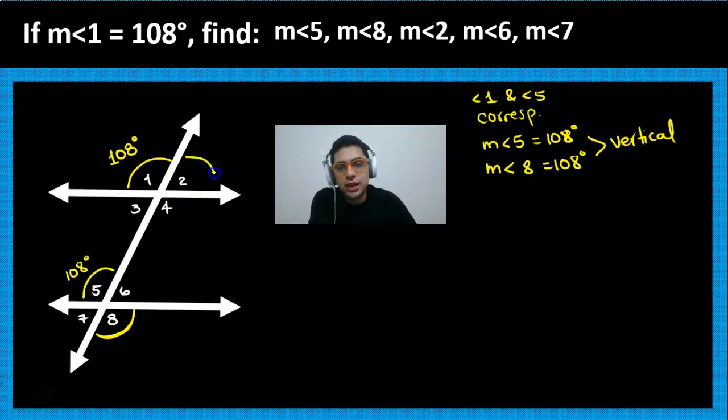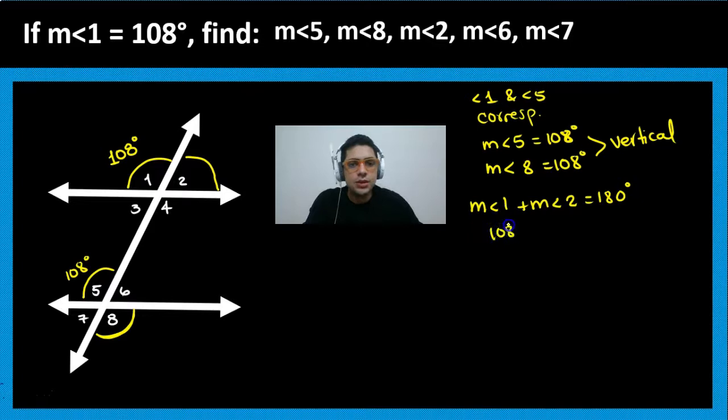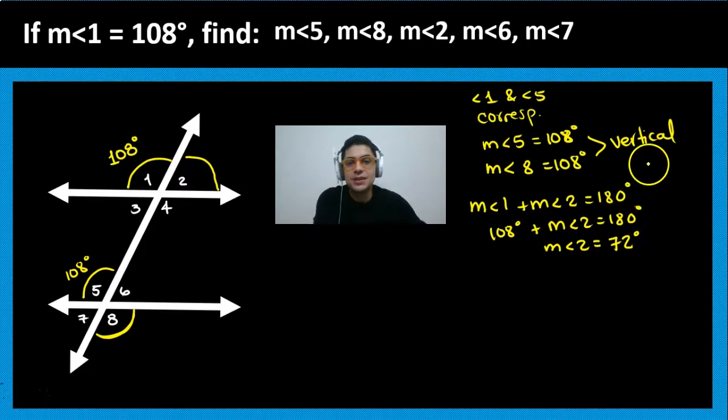Now, angle 2, which is right here, is going to form a line pair angle. So it's supplementary with angle 1, which means that the measurement of angle 1 plus the measurement of angle 2 is 180 degrees. So we have 108 plus the measurement of angle 2 is 180. And then we just have to solve for the measurement of angle 2, which is going to be 180 minus 108. And that is going to be 72 degrees, right? Because they are supplementary. Now, let's write down here 72 degrees.